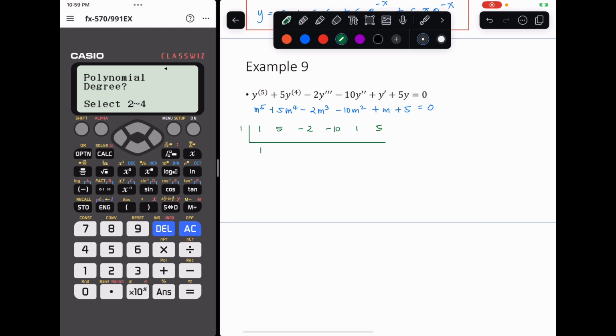So bring down 1. 1 times 1 is 1. So 5 plus 1 is 6. 6 times 1 is 6. Negative 2 plus 6 is positive 4. 4 times 1 is 4. Negative 10 plus 4 is negative 6. Negative 6 times 1 is negative 6. This would be negative 5. So negative 5 times 1 is negative 5. That becomes 0.